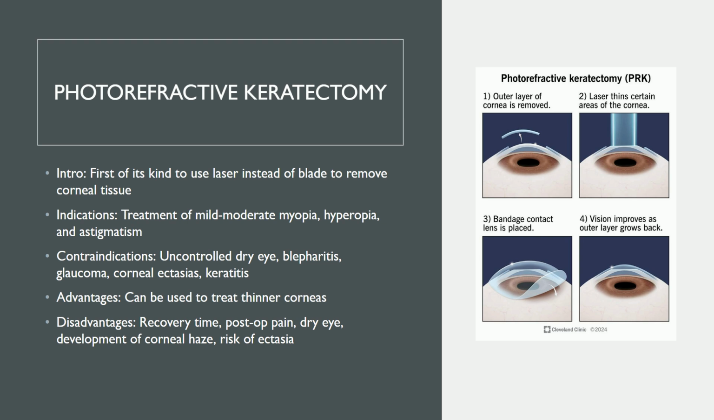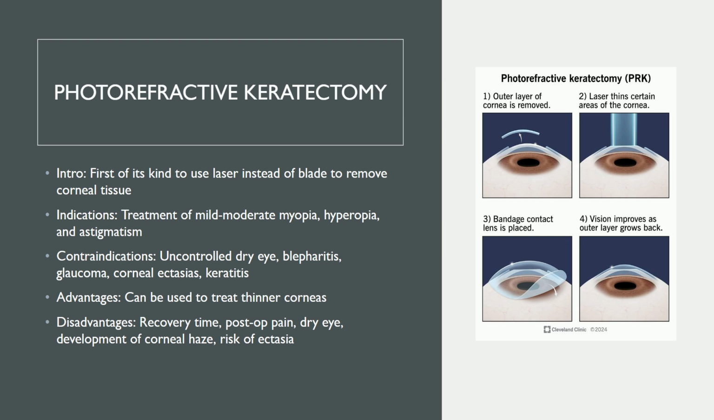And then the advantage is you can use this to treat a thinner cornea. With LASIK, you're creating a flap, so you're taking some of the structural integrity away from the cornea and then doing the ablation, placing the flap back. For a thinner cornea, you don't want to lose that extra corneal tissue. So instead, with a PRK, you're just removing the top layer, the epithelium, and ablating directly onto the top of the stroma, which saves you some of that structural integrity, and the epithelium grows back.